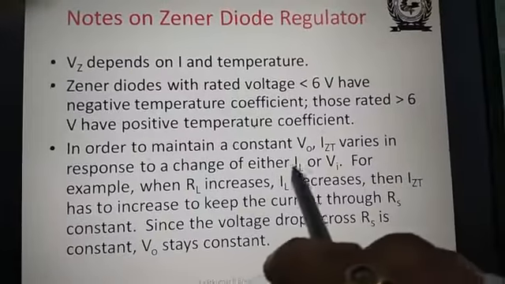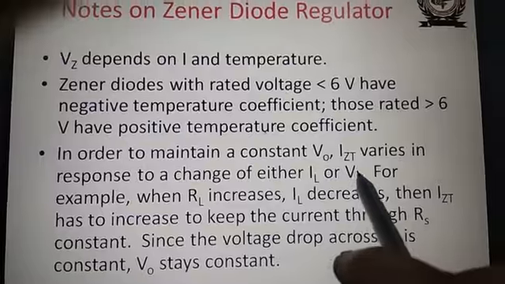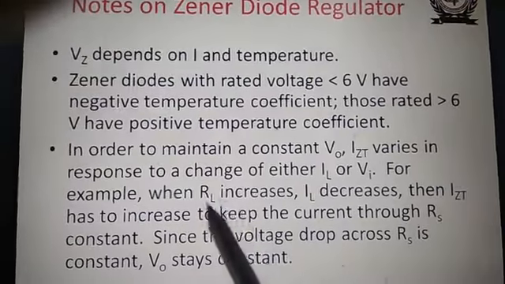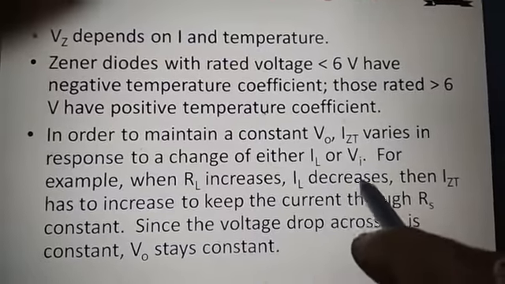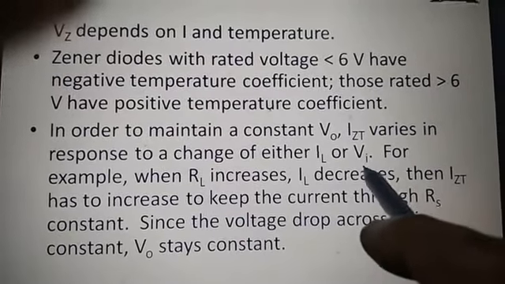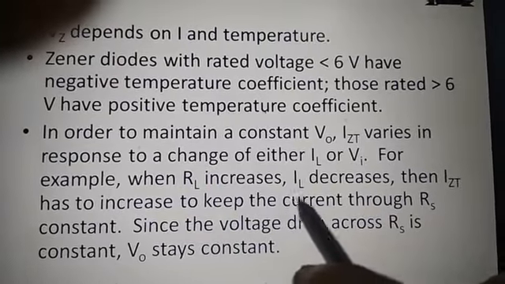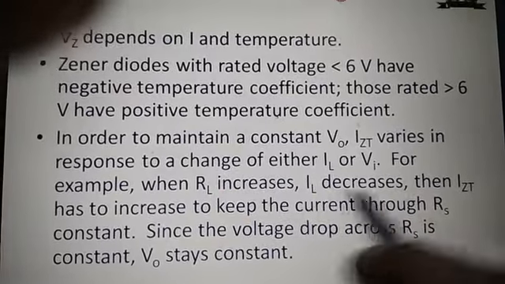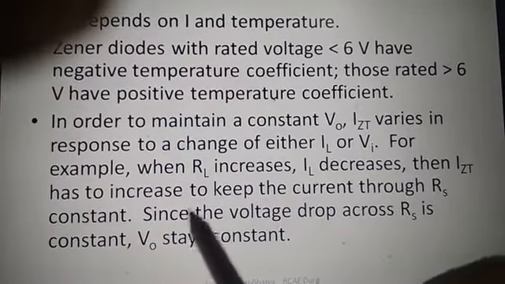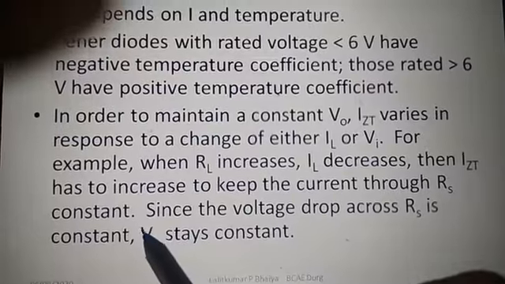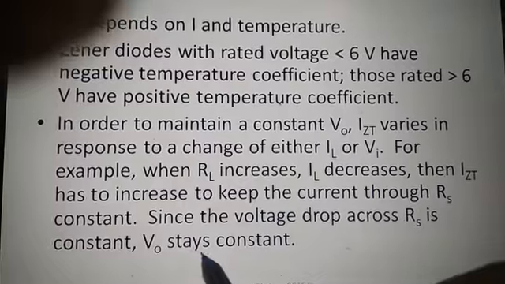In order to maintain a constant output voltage Vout, the Zener current IZT varies in response to change of either IL, that is load current, or VI, that is unregulated input voltage. For example, when RL increases, IL decreases. Then IZT has to increase to keep the current through RS constant. Since the voltage drop across RS is constant, Vout stays constant.